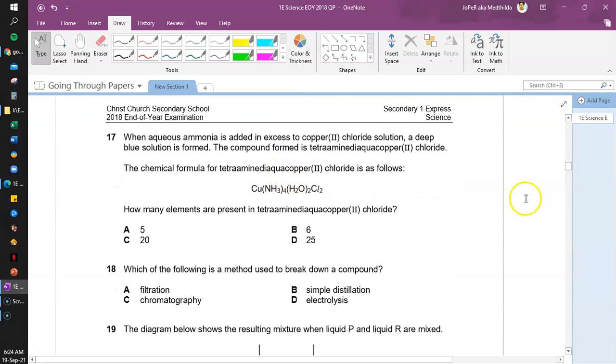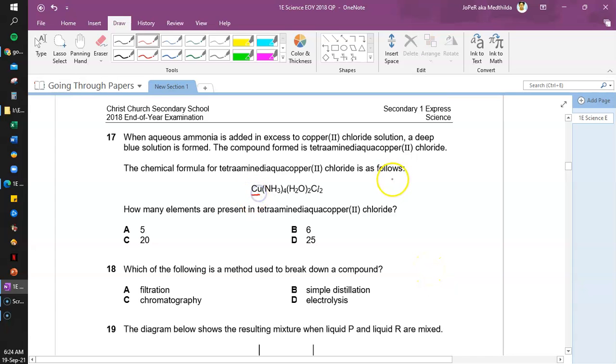Next, ammonia is added in excess to copper 2 chloride solution, and the deep blue solution is formed. The compound formed is tetraamminediaqua copper 2 chloride. The chemical formula for this is as follows. So how many elements are present? Look out for all the capital letters.